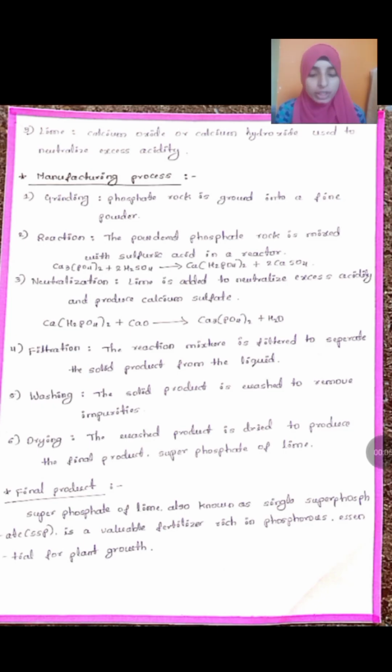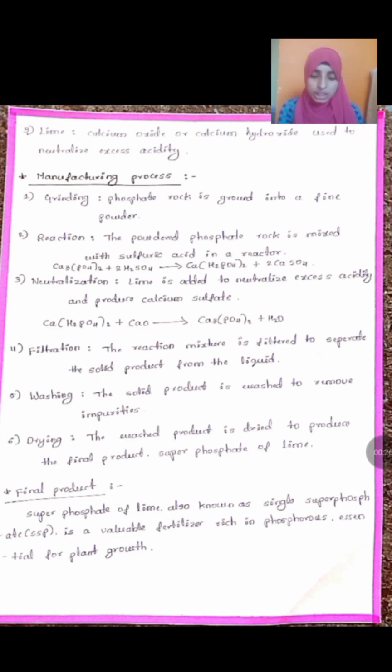Next we discuss the manufacturing process. First one is grinding. Phosphate rock is ground into a fine powder. Reaction: the powdered phosphate rock is mixed with sulfuric acid in a reactor. This gives the reaction Ca3(PO4)2 + 2H2SO4 gives Ca(H2PO4)2 + 2CaSO4.